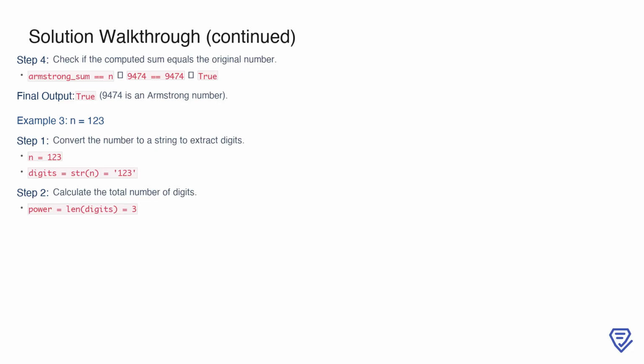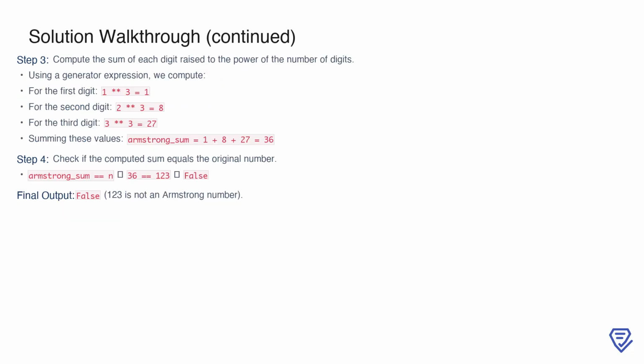Moving on to another example, let's take n equals 123. Just as before, we start by converting the number to a string, resulting in digits equals "123". Next, we calculate the total number of digits, which is the length of the string. Since there are 3 digits, power equals 3. Now we compute the sum of each digit raised to the power of 3 using a generator expression.